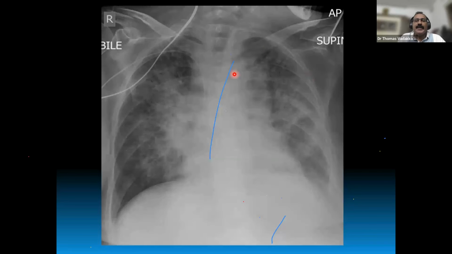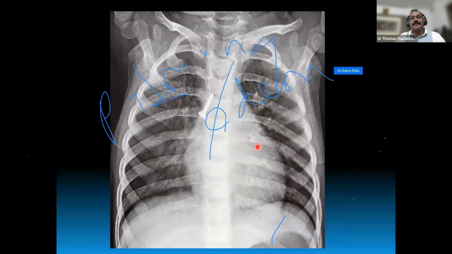But the beauty is here, the lesions are all around the hila. You can see the costophrenic angle and the periphery are relatively spared. So when you get a bat wing, that means a perihilar distribution of the nodules and infiltration, always think of pulmonary edema rather than ARDS.